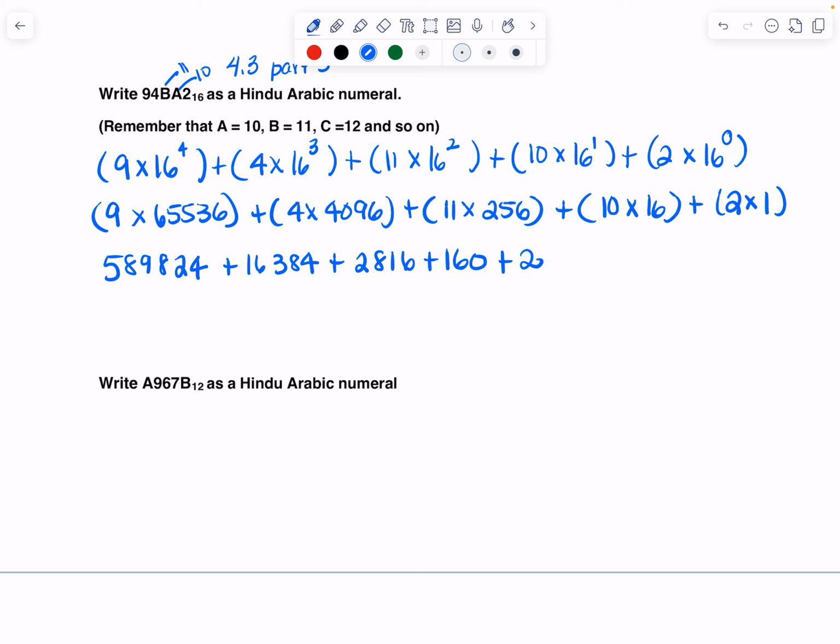Now what I have to do is just add everybody together. 589824 plus 16384 plus 2816 plus 160 plus 2. I'm making sure I put everything in the calculator correctly. Okay, and then I'm going to hit enter. And when I do, I get 609,186. So 609,186 is my answer.